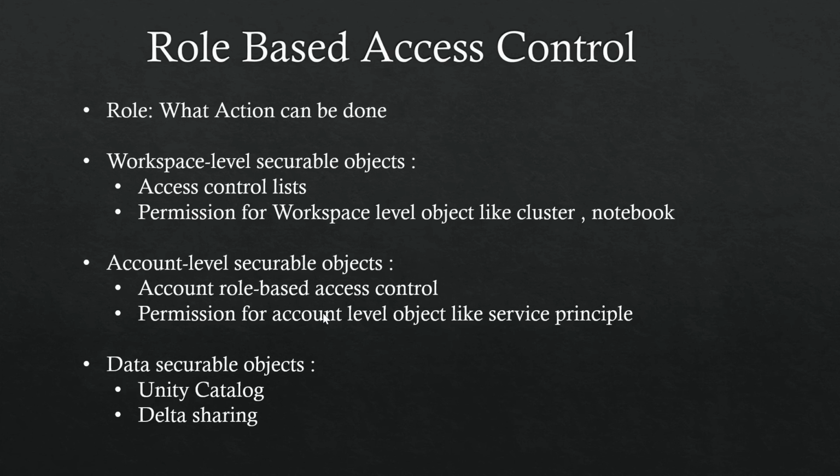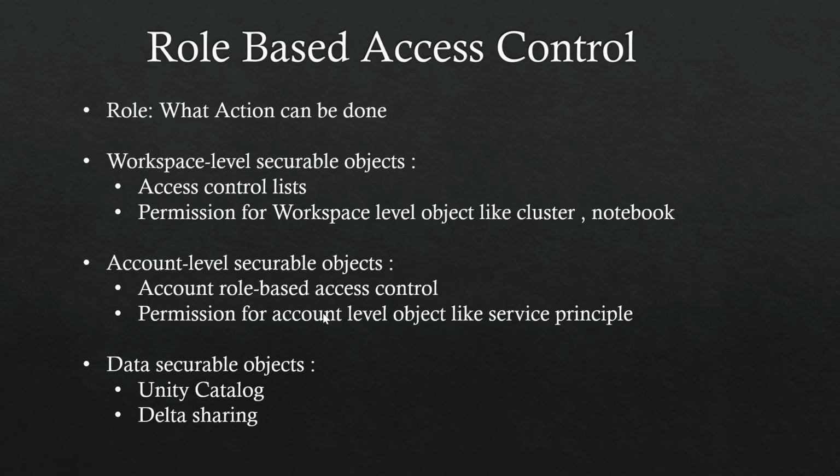Then you have account level securable objects, meaning you have a data engineering team or a data science team, and they will need different privileges. So you can create a service principal for each team and provide a particular cluster or a particular workflow to that service principal. Anyone who is a part of that service principal will have the same level of access control. That is an account level securable object.